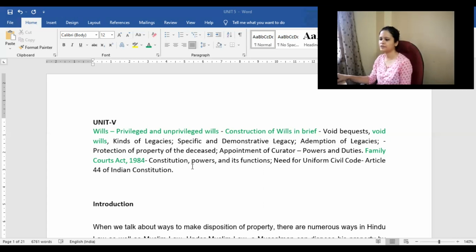So for Muslim law, from Unit 5, there is another concept which we will be discussing. Basically, it is a legislation that we have, the Family Courts Act, 1984.